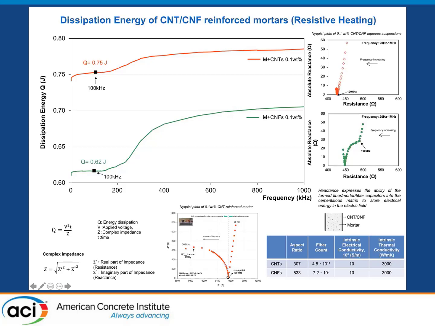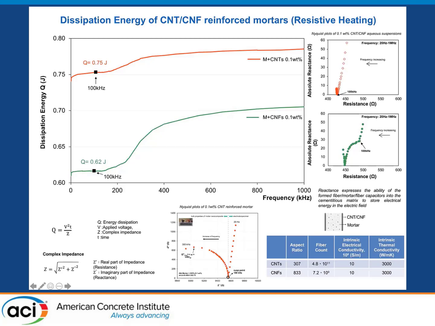The energy dissipation, as I mentioned, depends on the complex impedance of the material. If you look at the inserts on the right side of this slide, you will see two different Nyquist plots of suspensions with CNTs and CNFs. The diagram for the CNTs shows the real part of impedance and the imaginary part of impedance on the y-axis. At the frequency of 100 kilohertz, the two arcs of the Nyquist plots intersect.